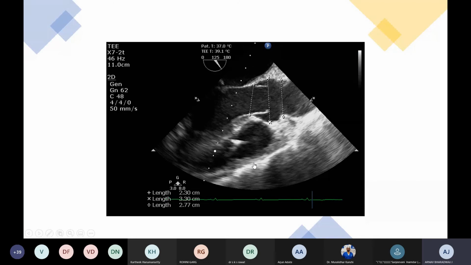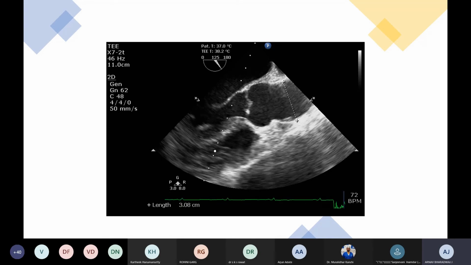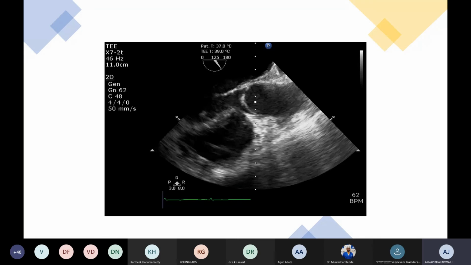These are the measurements we do here. We measure the LVOT diameter as well as the annular diameter in mid systole, that is when the valve leaflets are fully open. You measure the aortic annulus as well as the LVOT, and in diastole you measure the sinus of Valsalva as well as the ST junction diameter and also the ascending aortic diameter. These are the diameters we measure in this view.